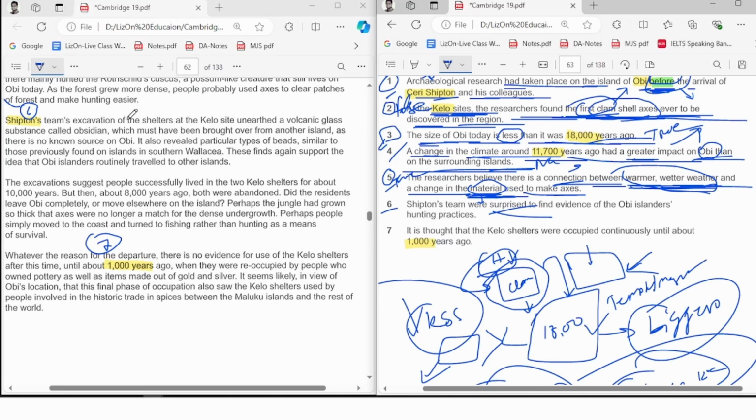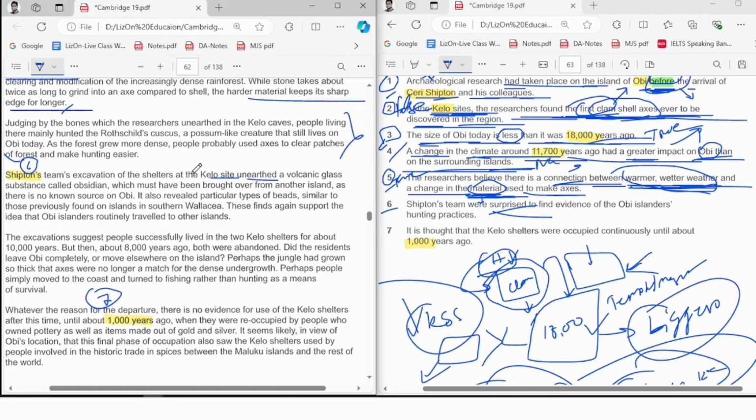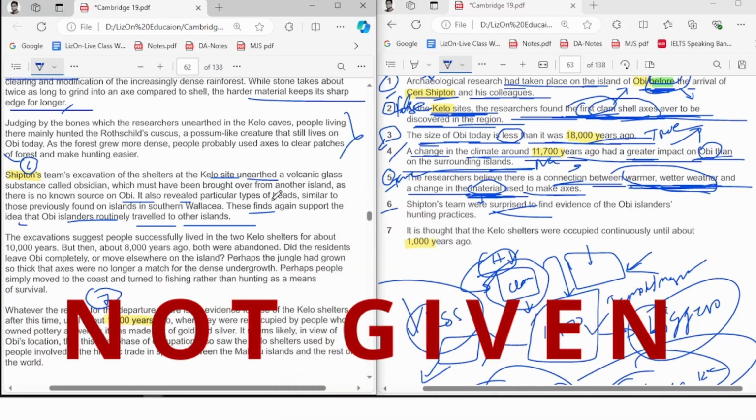So they're saying the Shimpton team's excavation of the shelters unearthed a volcanic glass substance called obsidian, which must have been brought over from another island, as there is no known source on Obi. It also revealed particular types of beads similar to those previously found in the island south. These finds again support the idea that Obi Islanders routinely traveled to other islands. See, there is no information on whether they are surprised or not. They're just saying it was happening. So we need to give it not given, right? Very straightforward, not given for this one.